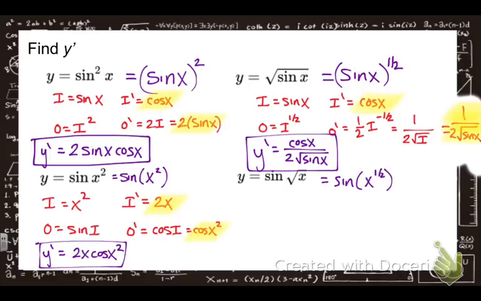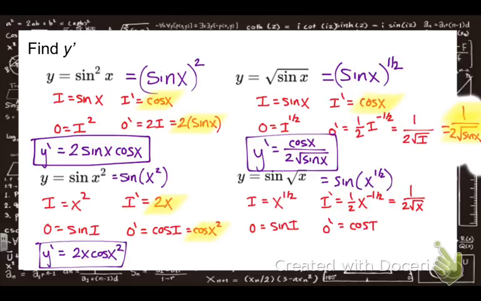For this one, we have sine of x to the 1/2. My inside function is equal to x to the 1/2. My outside function is equal to sine of the inside. I prime is equal to 1/2 x to the negative 1/2, which can be rewritten as 1 over 2 radical x. And O prime would be cosine of the inside, or in other words, cosine of the square root of x.